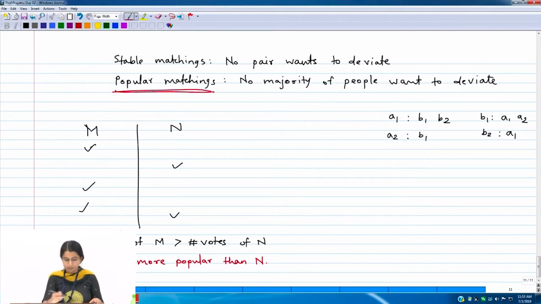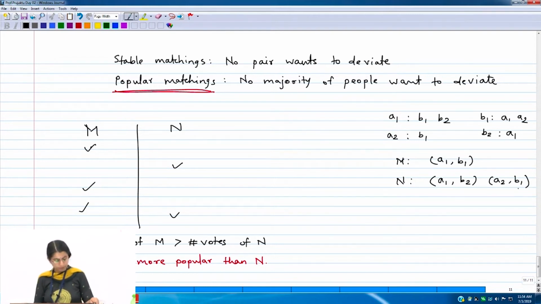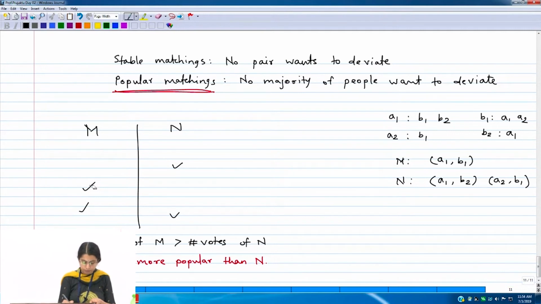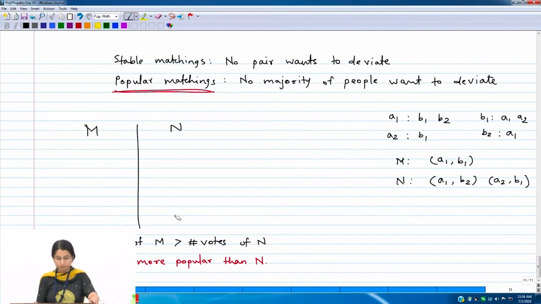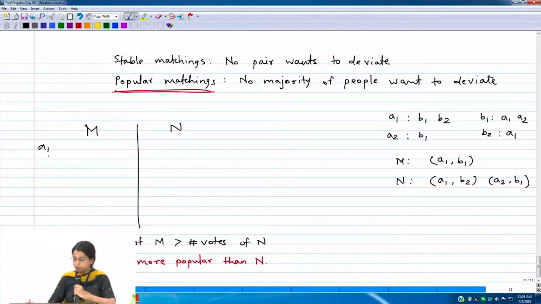So let's just take two matchings here. One is our matching A1 B1, and suppose we take another matching which has A1 B2 and A2 B1. Okay, so there are these two matchings. How would people vote for it? Which matching will A1 like? Clearly A1 gets first choice in M versus the second choice in N. So A1 is going to say that I prefer M.